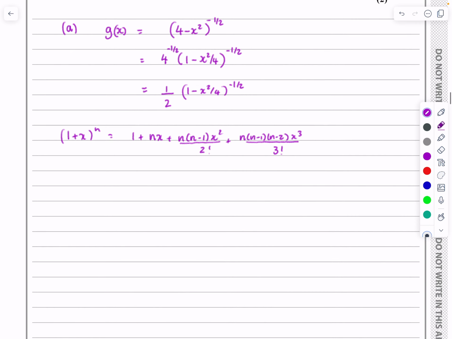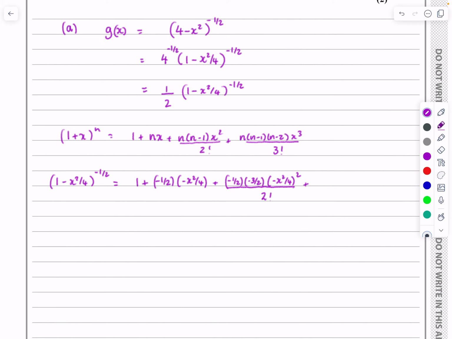Okay, so if we're going to be using this function then, just be aware of the fact that that half will have to come back in later, but I'm going to say 1 minus x squared over 4 all to the power of minus a half then is equal to 1 plus nx, well nx is minus a half, and the x here is minus x squared over 4, plus n minus 1, so that's minus a half minus 3 over 2. x squared is the minus x squared over 4 squared all over 2 factorial.